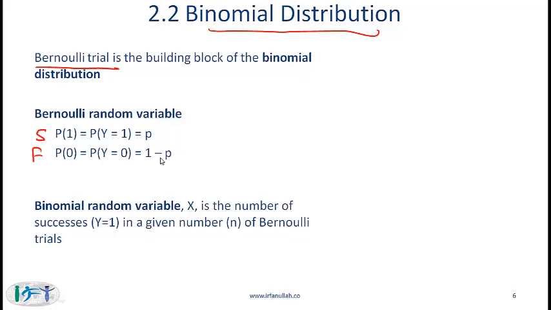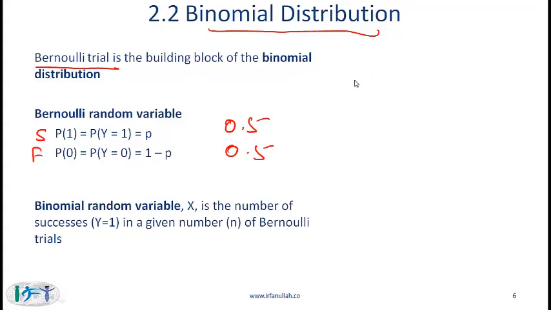A classic Bernoulli trial would be a coin flip. When you flip a coin, there are two possible outcomes. Either you will get heads or tails. Let's say heads means success. So the probability of heads would be 0.5 for a fair coin, and the probability of tails or failure would be 1 minus 0.5, which is 0.5.